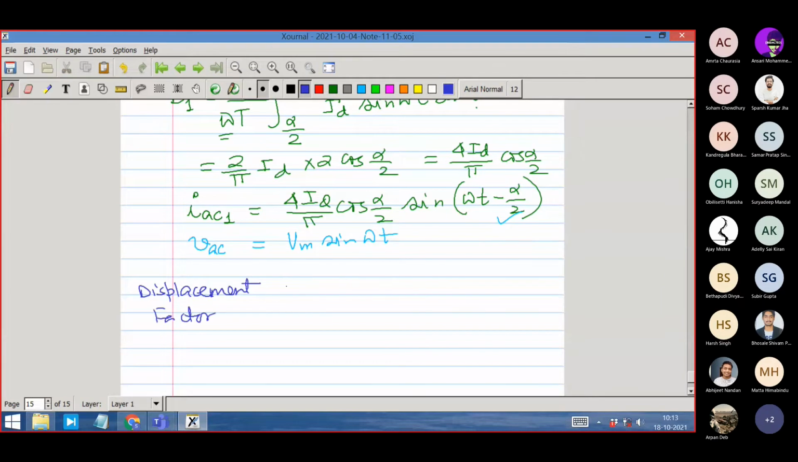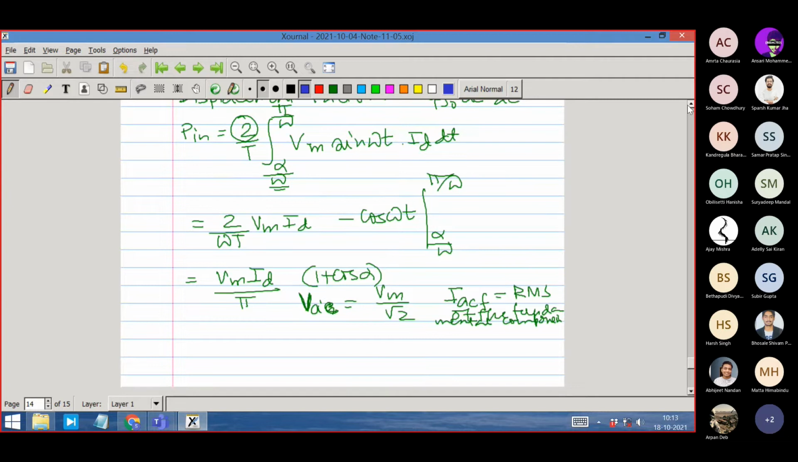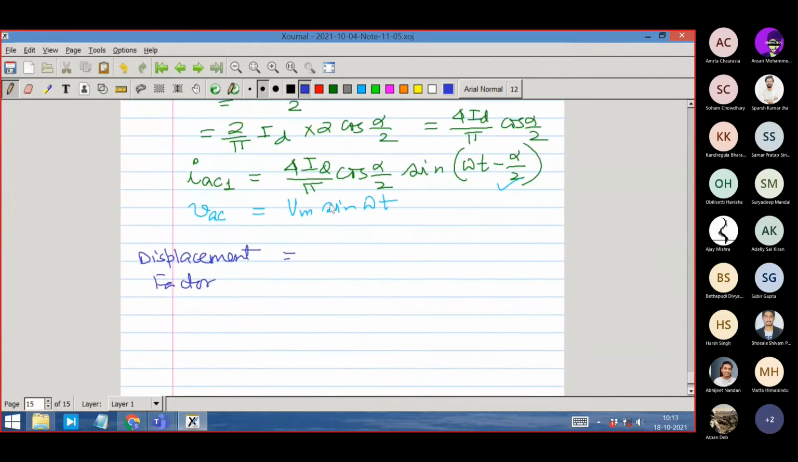First, what is the power? So power I have seen is nothing but, what was the power? This is the power expression, Vm·Id(1 + cos alpha)/pi, divided by the RMS value of the fundamental component. So that is Vm by root 2 voltage.